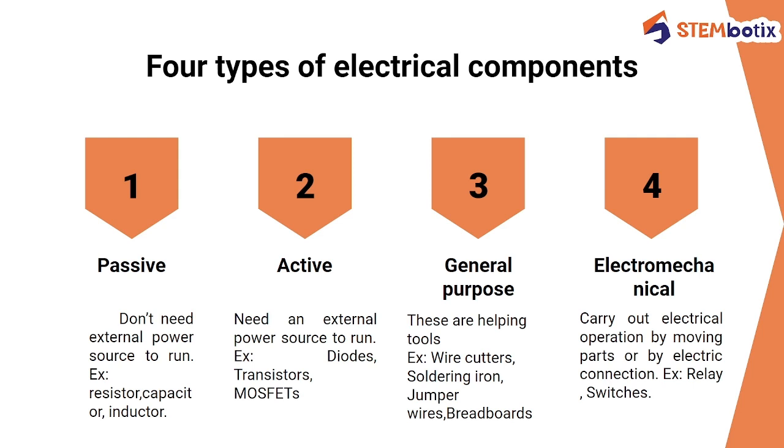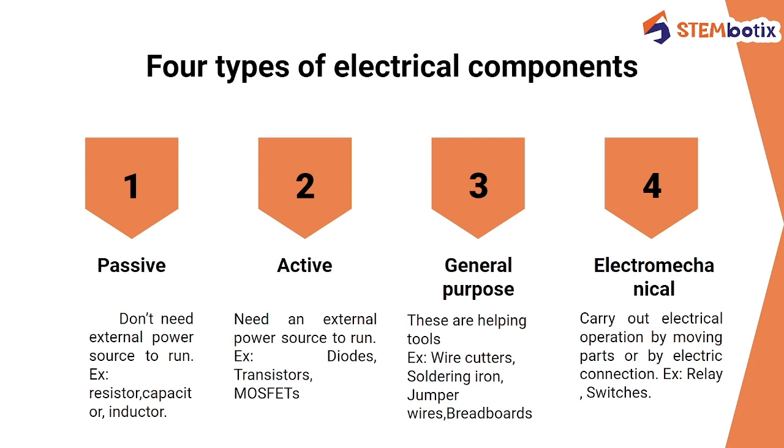For example, resistor, capacitor, and inductor. So they run without a dedicated power source applied to them. Then after we have active components. The active components are those which require a particular power source. These are the kind of components which need an external power source to run. For example, diodes, transistors, ICs, and MOSFETs. These are the components which cannot operate without an external power source.